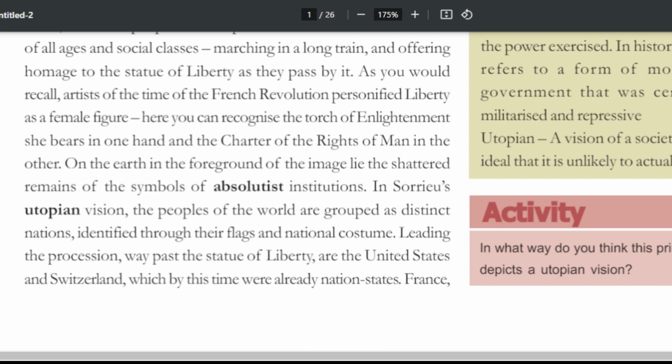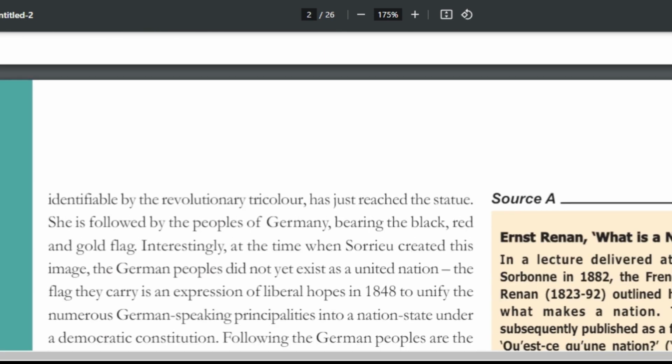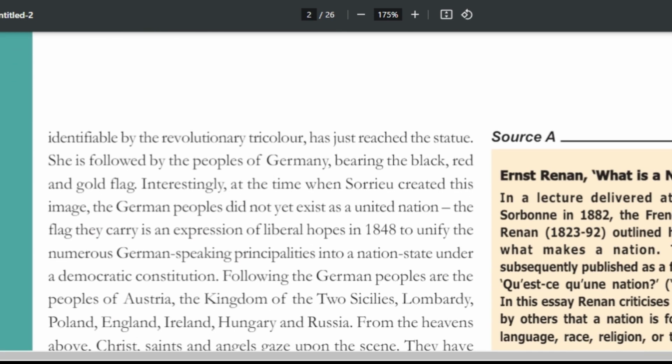On the earth, in the foreground of the image, lie the shattered remains of the symbols of absolutist institutions. In Sorrieu's utopian vision, the people of the world are grouped as distinct nations, identified through their flags and national costume. Leading the procession, way past the Statue of Liberty, are the United States and Switzerland, which by this time were already nation states. France, identified by the revolutionary tricolour, has just reached the statue.